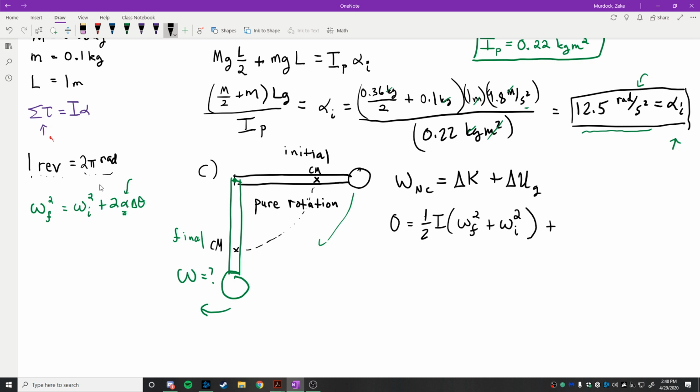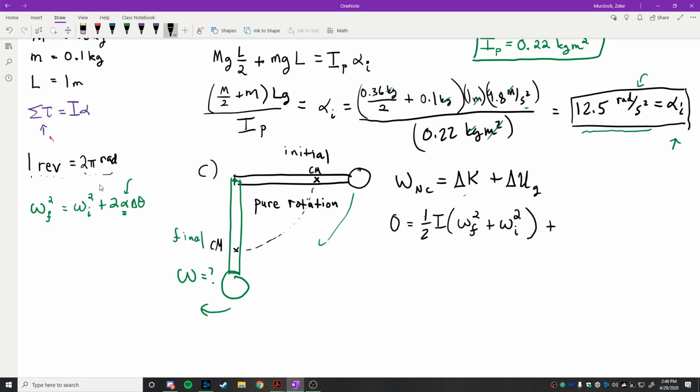And that means you don't need to include translational kinetic energy. Does that make sense? So this is going to account for all of the kinetic energy, because it's pure rotation. If it was also translating, then we'd have to include that too, but we don't in this situation. Okay?